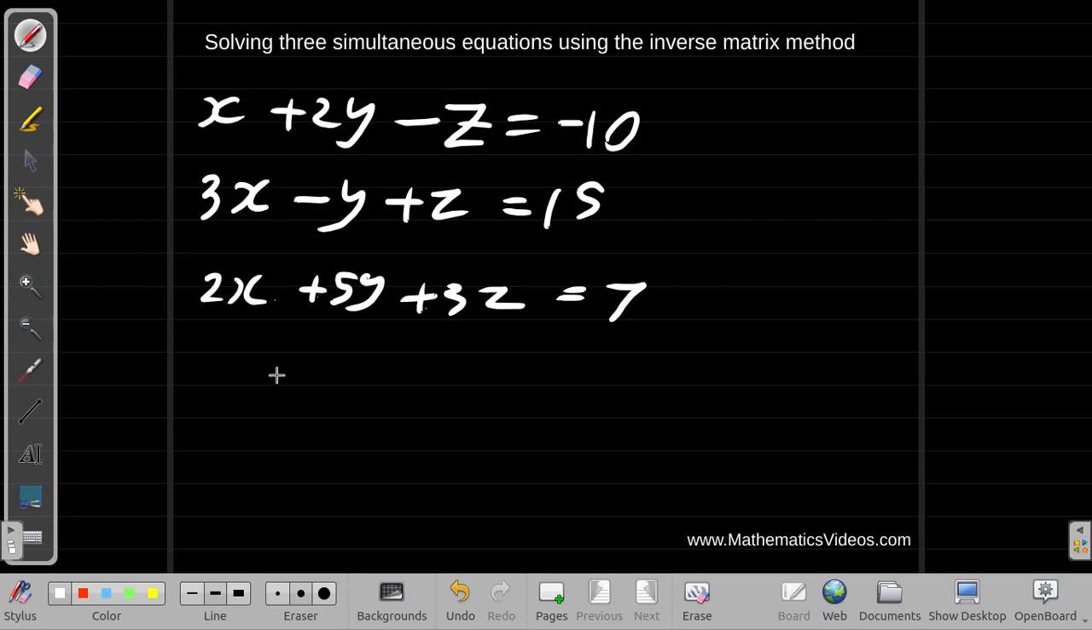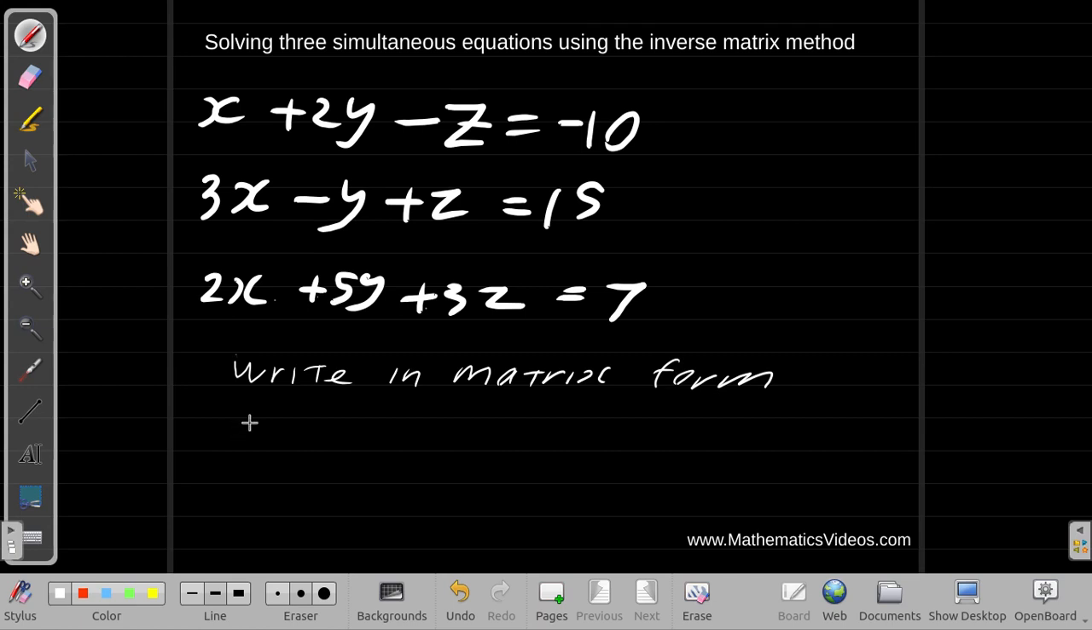Let me assume you require a whole heap of revising when it comes to this. What you have to do, first of all, is write in matrix form. So you're going to write these things in a matrix form.